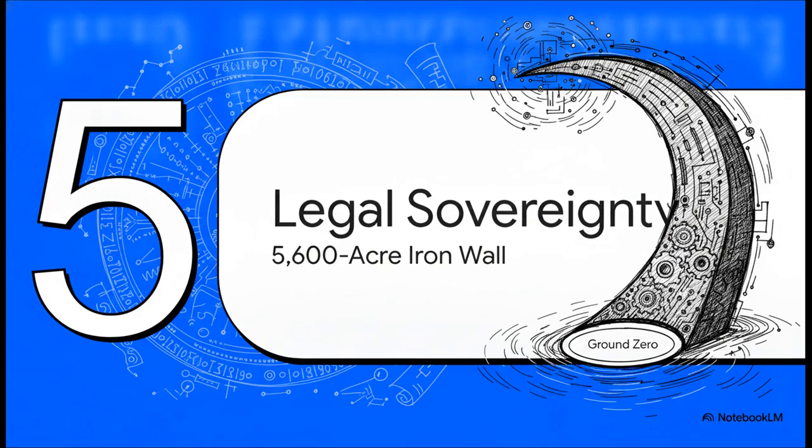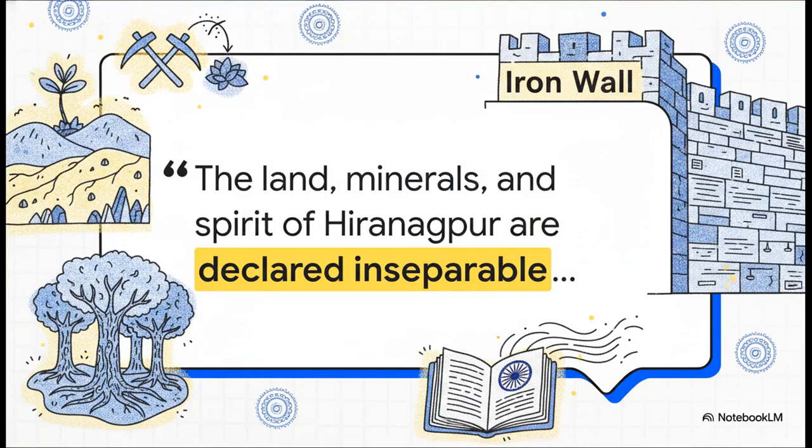This brings us to our fifth point: Hiranagpur's legal sovereignty and the 5,600-acre iron wall. The text zeroes in on Hiranagpur, an area absolutely rich in mineral wealth. But rather than using physical force to defend it, the author leverages legal jurisprudence. The book cites the Indian Constitution's Article 13(3)(a), arguing that customary law and historical usage actually supersedes standard parliamentary law when it comes to indigenous lands. It acts as an iron wall of legal defense.